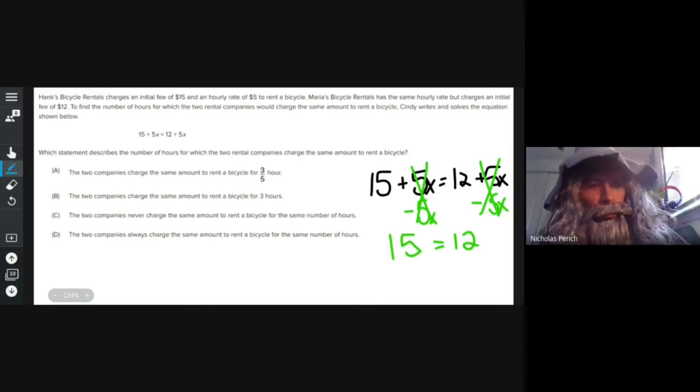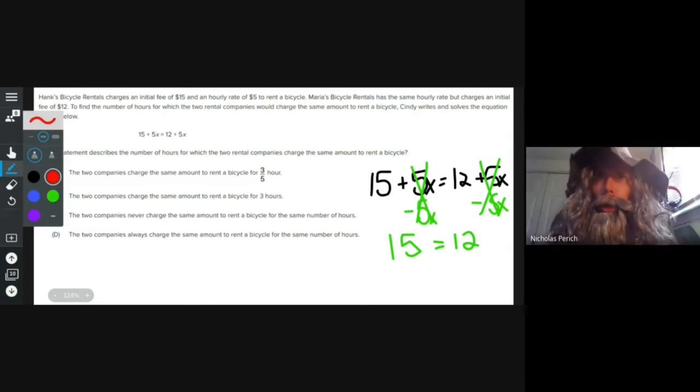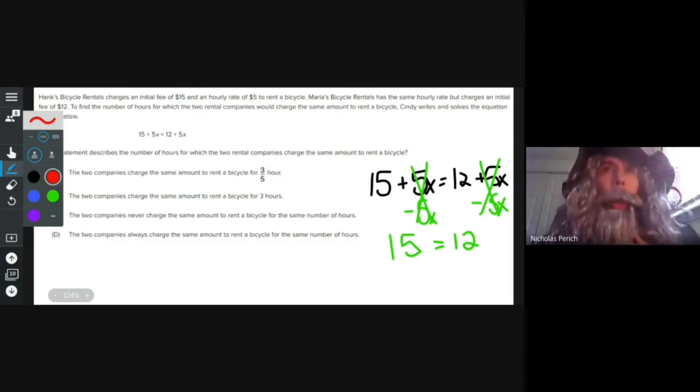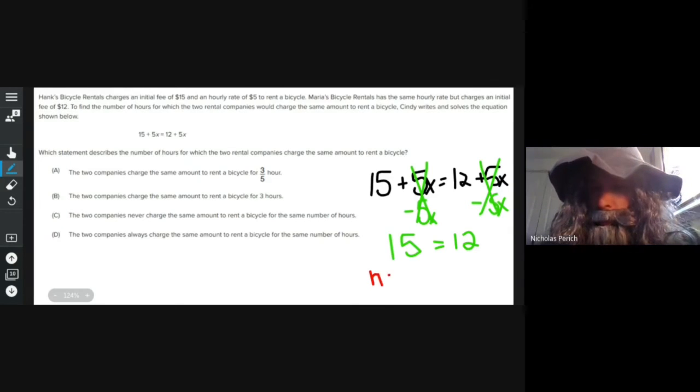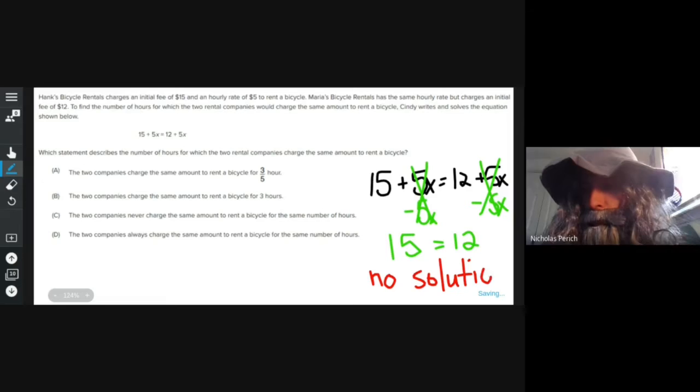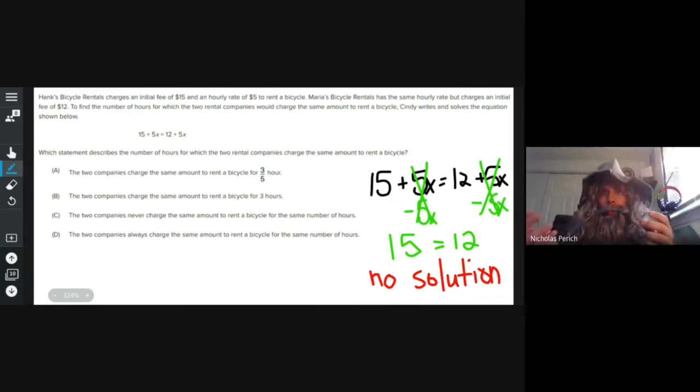Well, it appears to me that the variables have disappeared, and we're left with an incorrect answer, which tells me that this is a no solution. So how is that going to apply to this real-life object about Hank and Maria's bicycle rental shops?